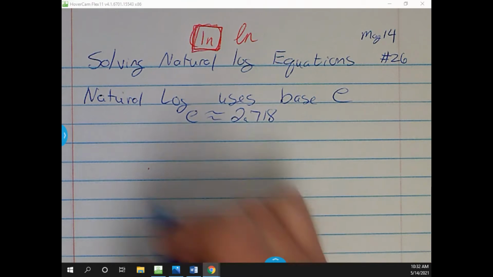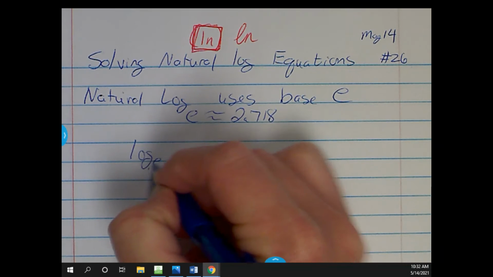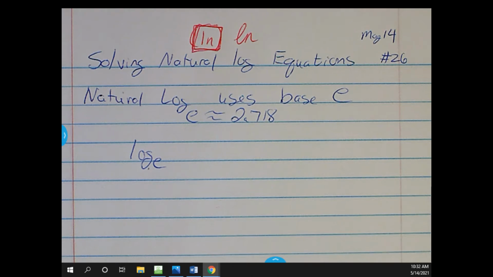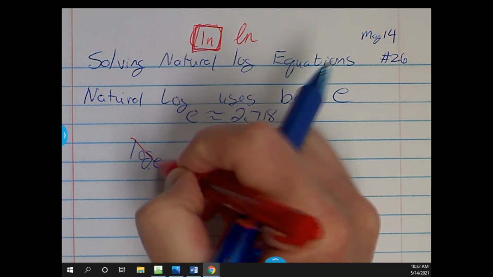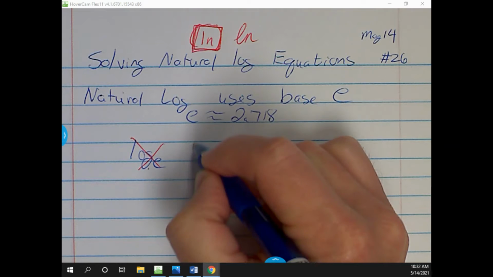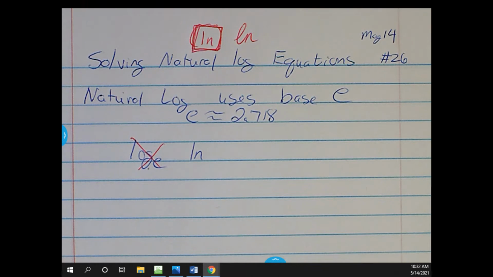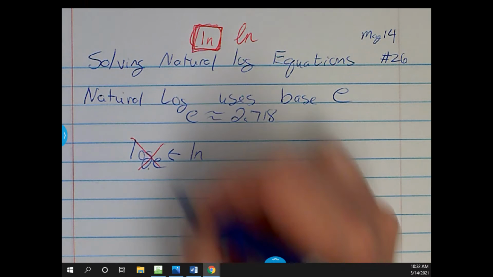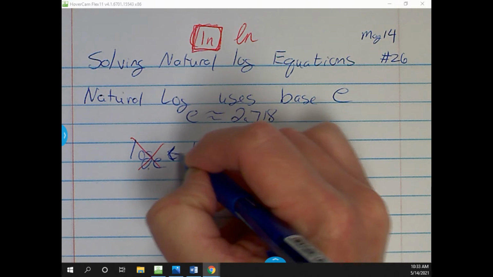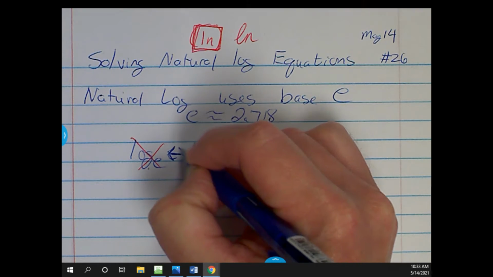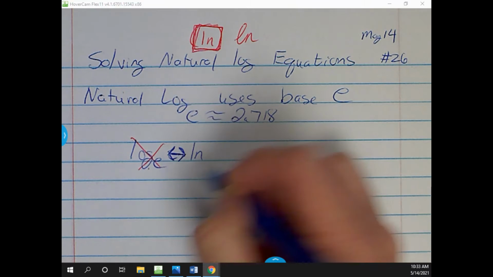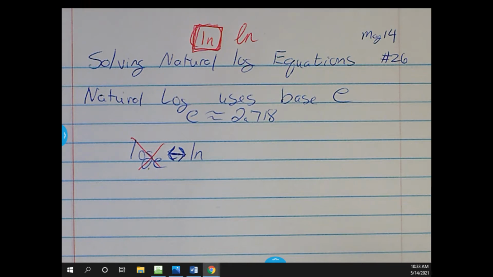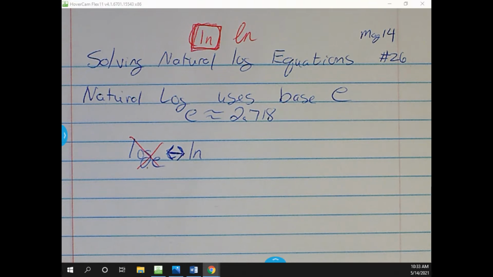Now, when you're doing these, you won't see log base E. They don't write it this way. Instead of log base E, they say, we're just going to make it short and put LN. So whenever you see LN, just realize that it's the same as log base E. You just don't see log base E; they're just going to use LN in its place.